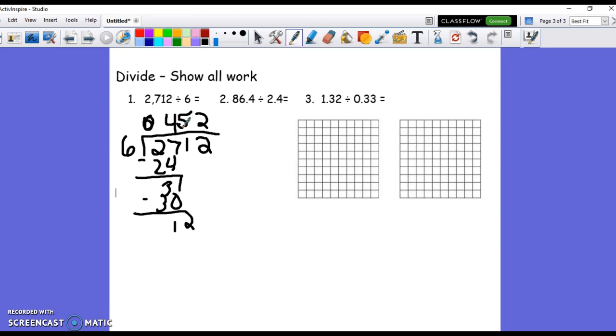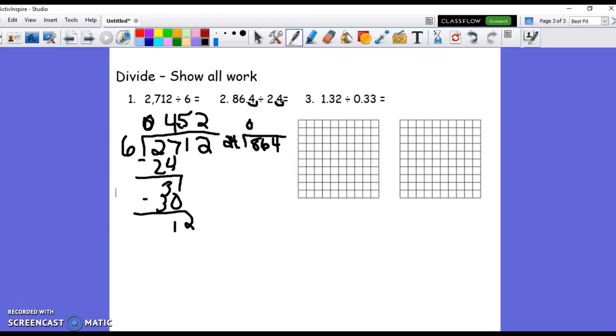In number 2, your divisor is 2.4. You cannot have a decimal in the divisor, so you're going to need to move your divisor one place, and that means you'll move your divisor and your dividend. Then you'll rewrite the problem to solve it. So this problem is 24 into 864.